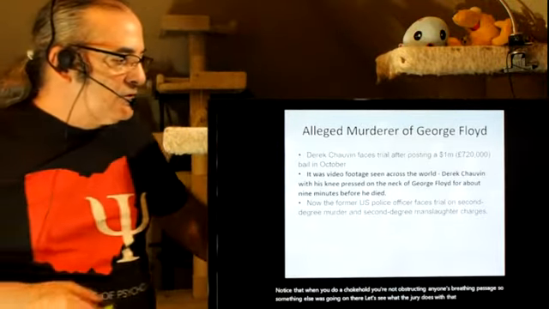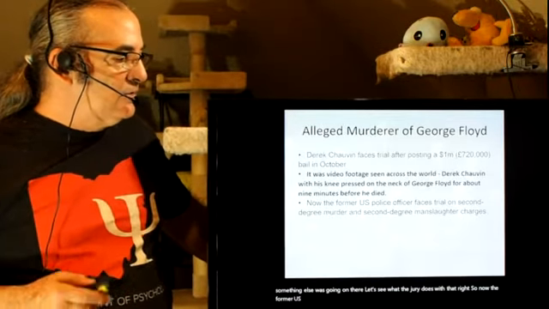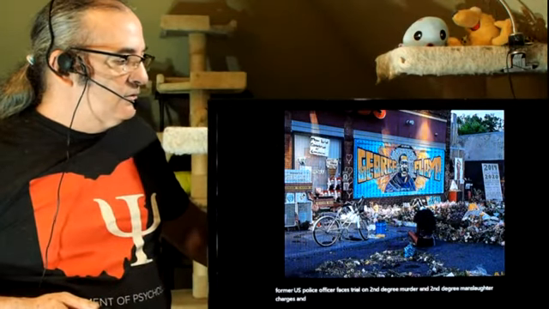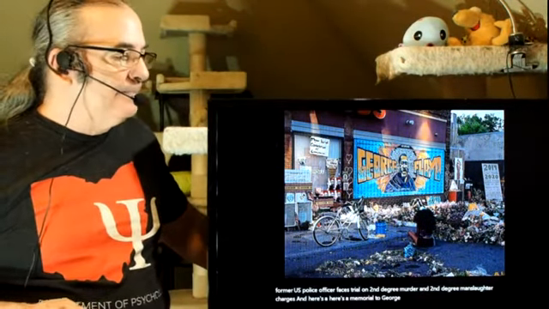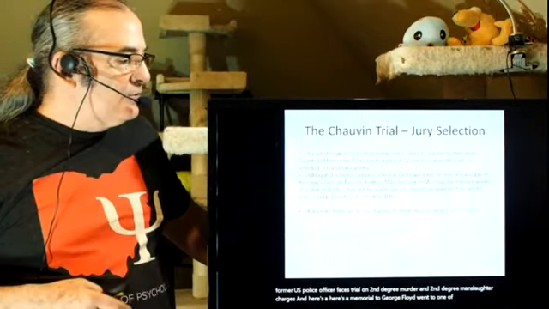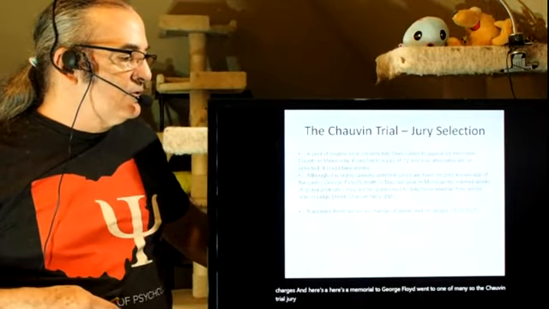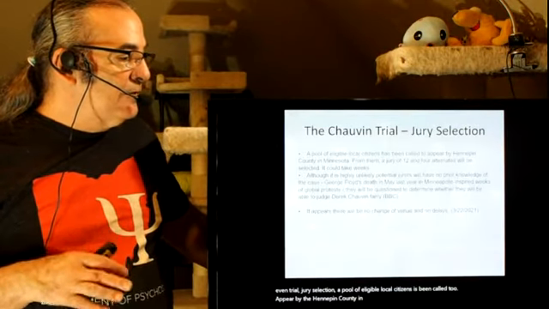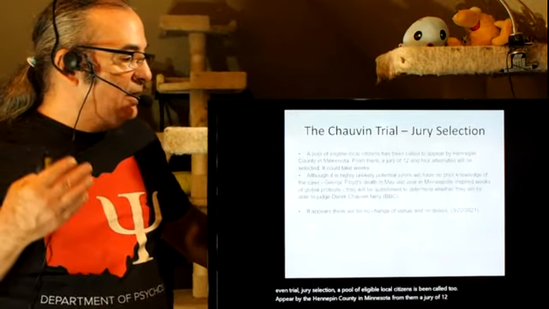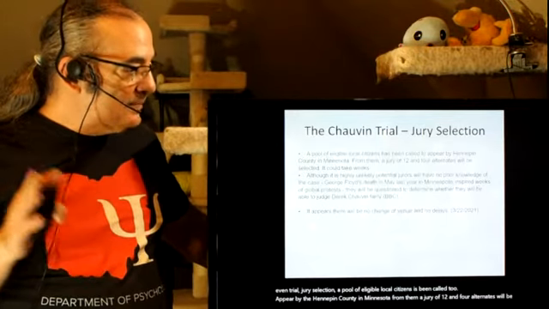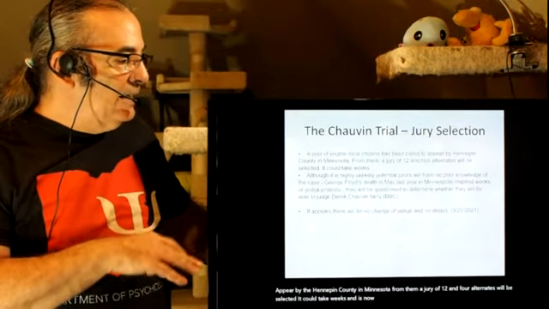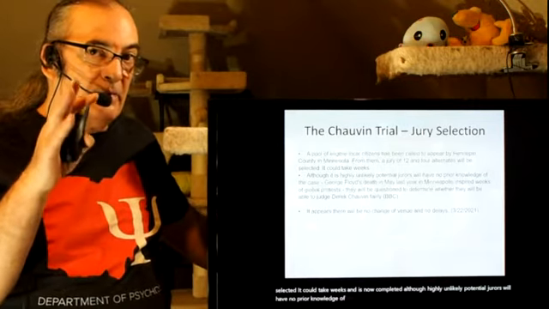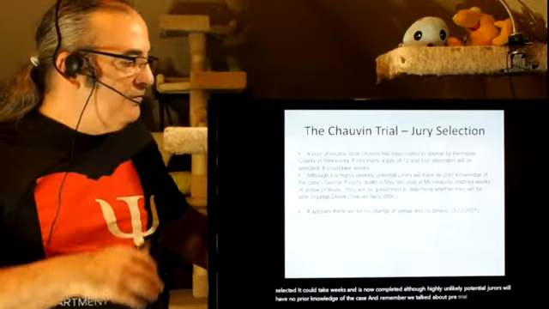So now the former U.S. police officer faces trial on second-degree murder and second-degree manslaughter charges. And here's a memorial to George Floyd, one of many. So the Chauvin trial jury selection: a pool of eligible local citizens has been called to appear by the Hennepin County in Minnesota. From them, a jury of 12 and 4 alternates will be selected. It could take weeks, and it's now completed. Although highly unlikely, potential jurors will have no prior knowledge of the case. And remember, we talked about pretrial publicity in the previous lecture.